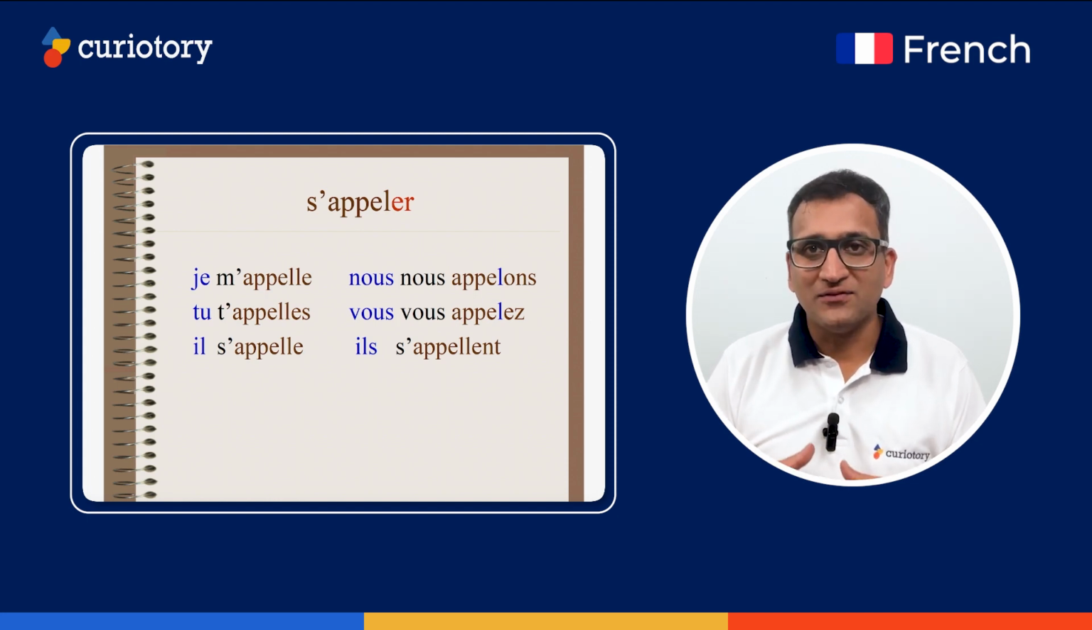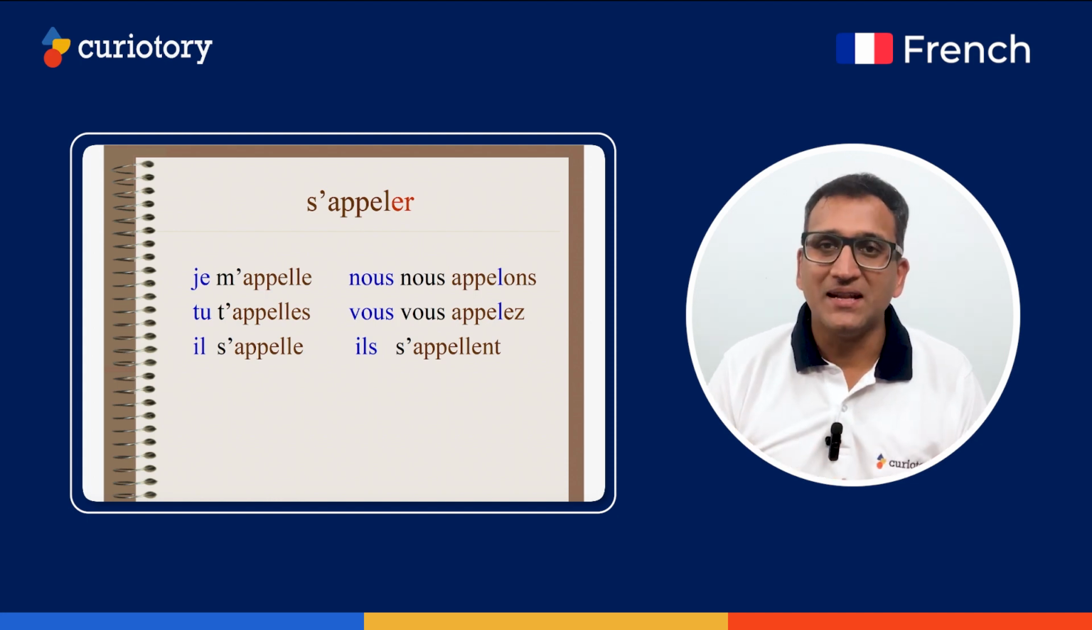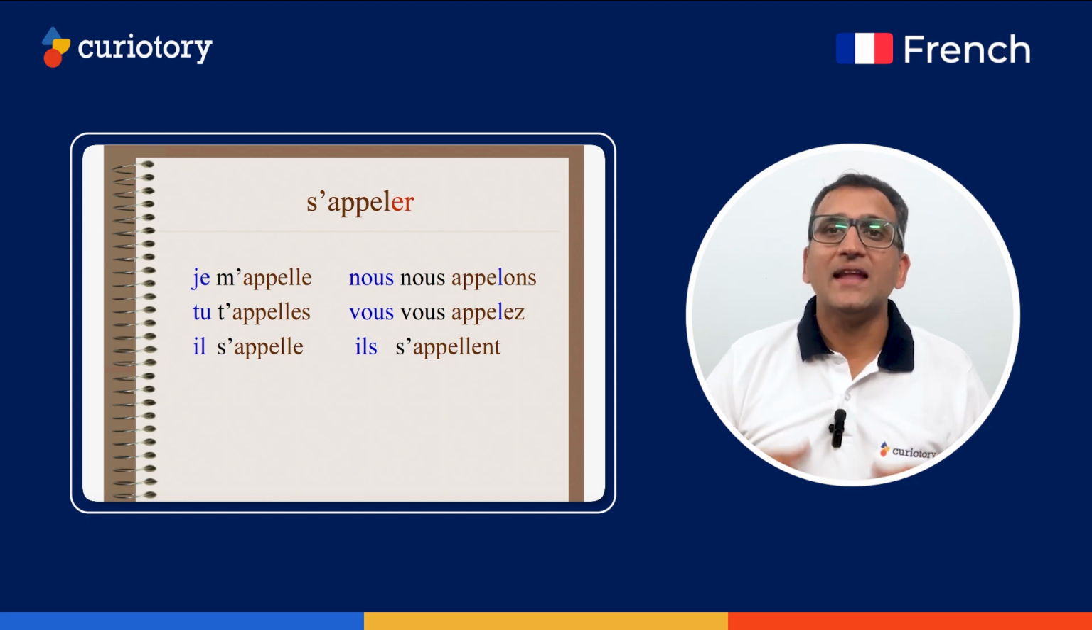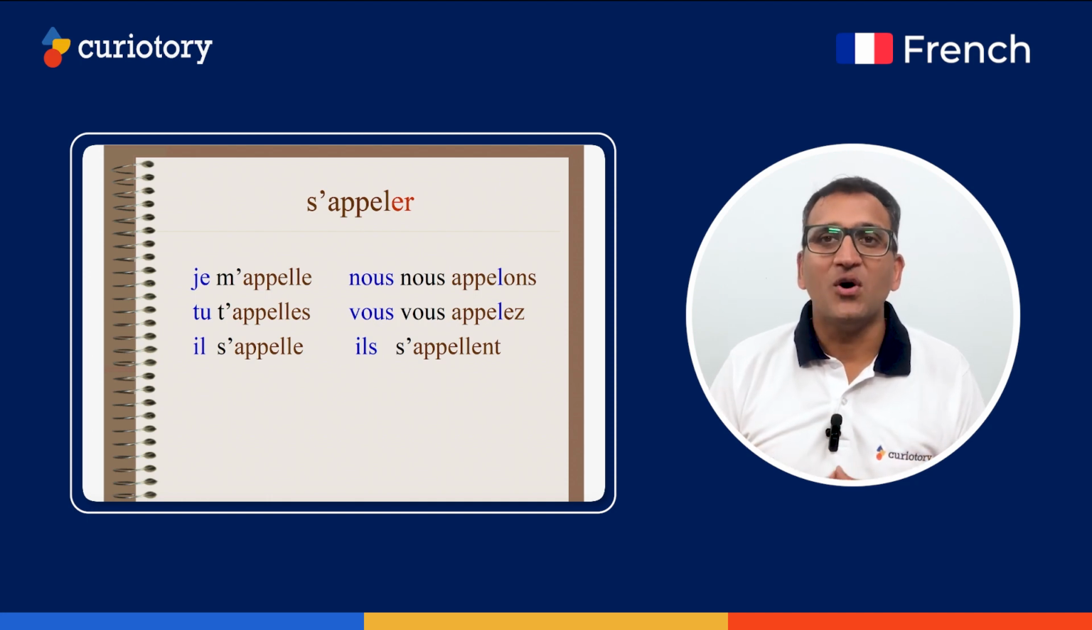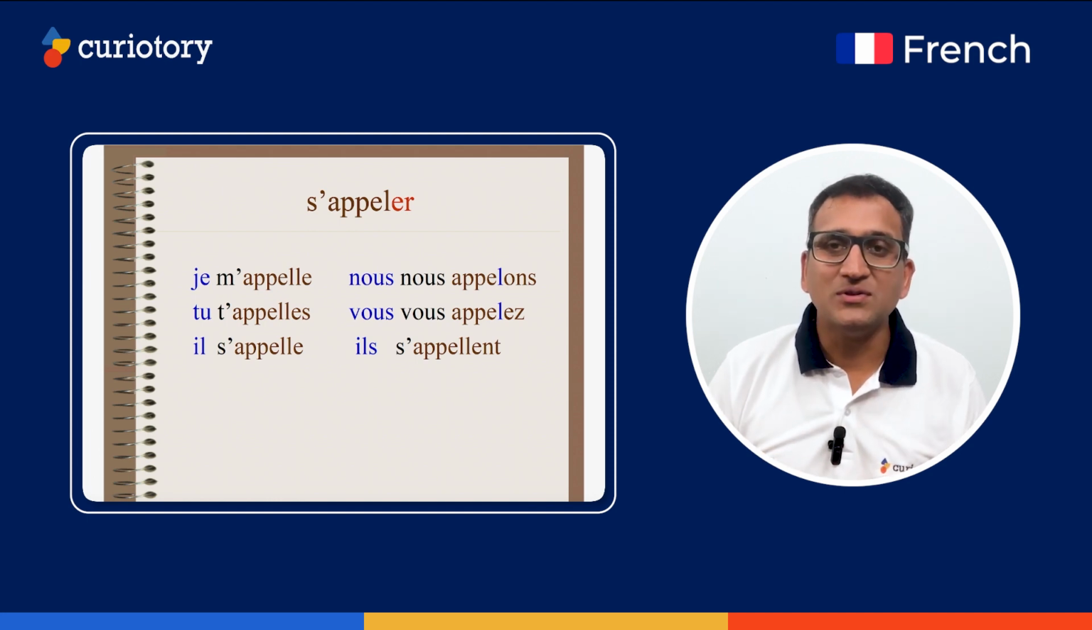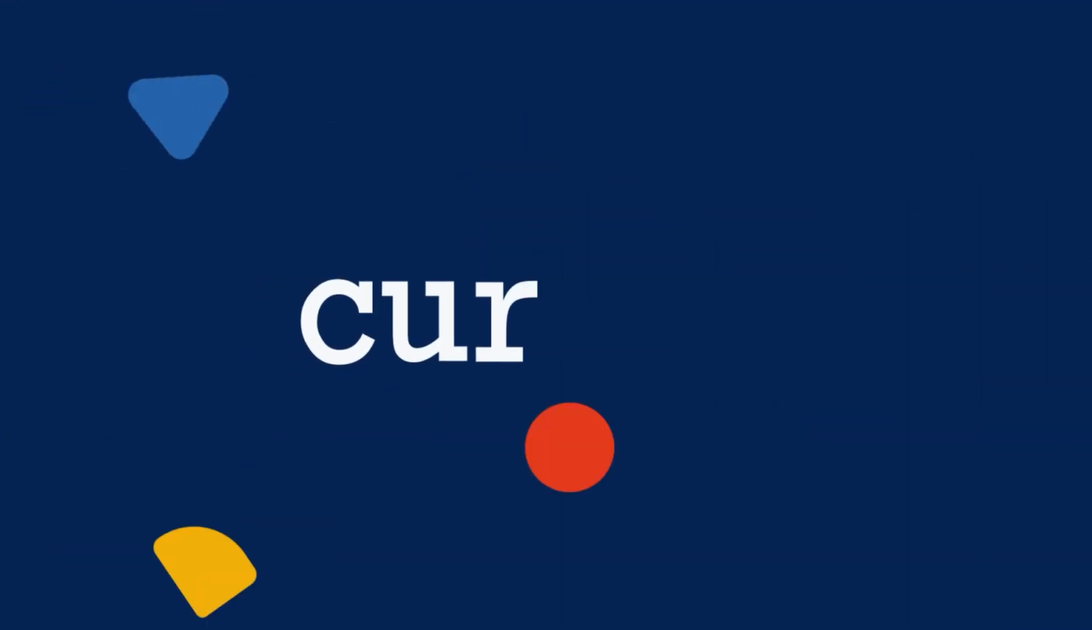I'm sure you have got the hang of this s'appeler verb, how to ask the name and how to tell the name. Now the next part is to talk about the two auxiliary verbs, two main verbs, as I said, the backbone verbs of French. Those are être and avoir. So let's learn about être and avoir.